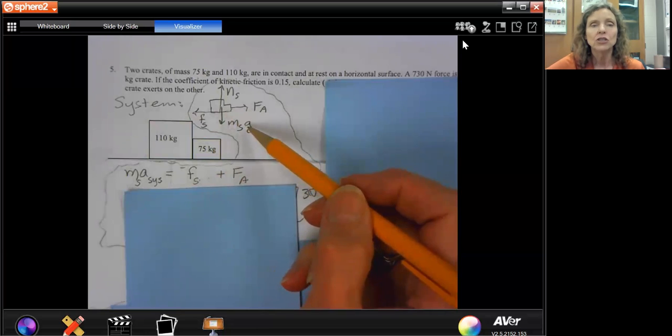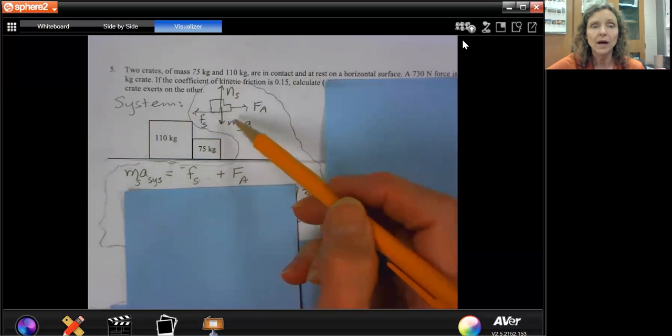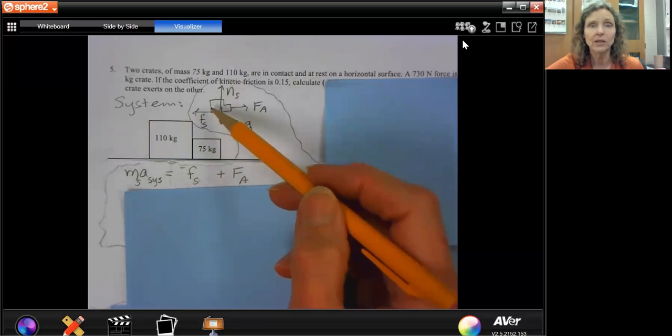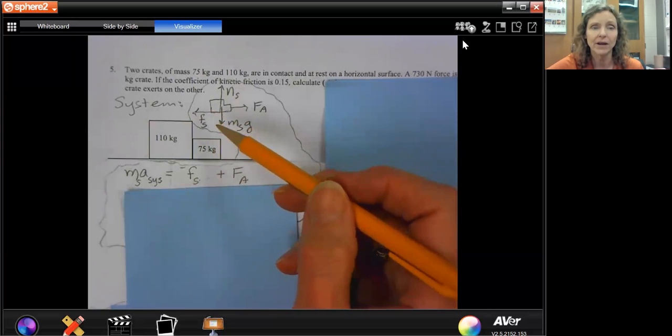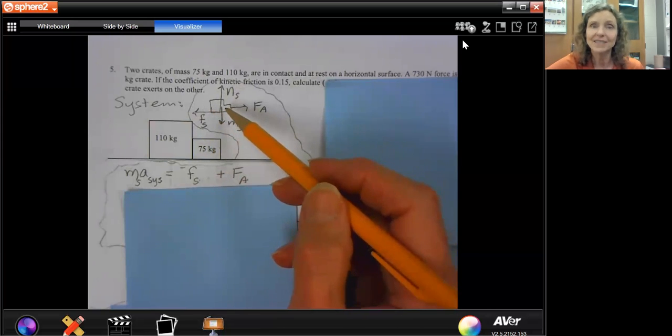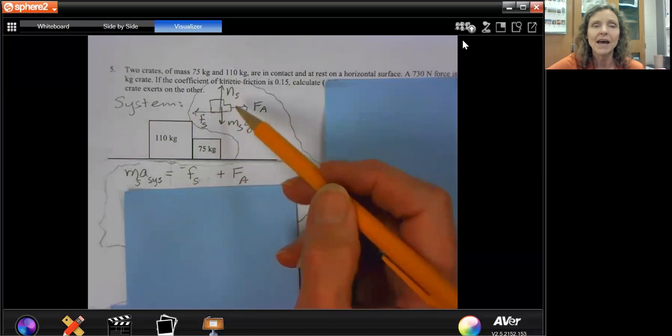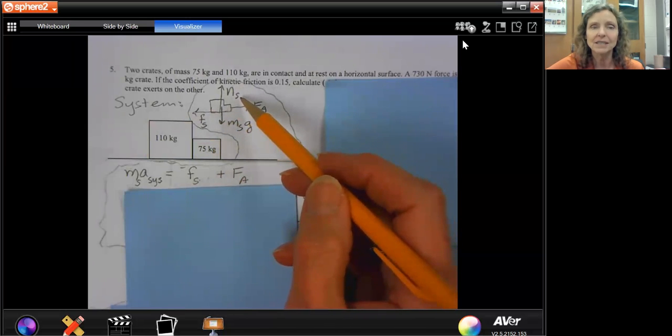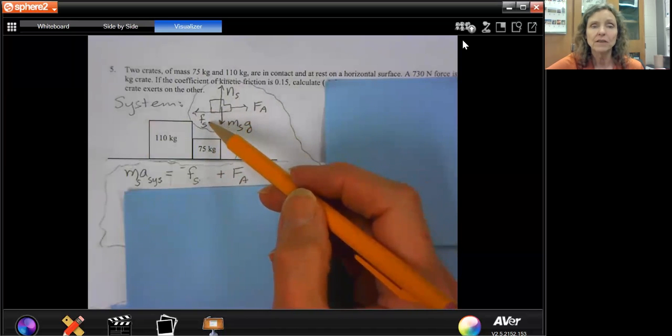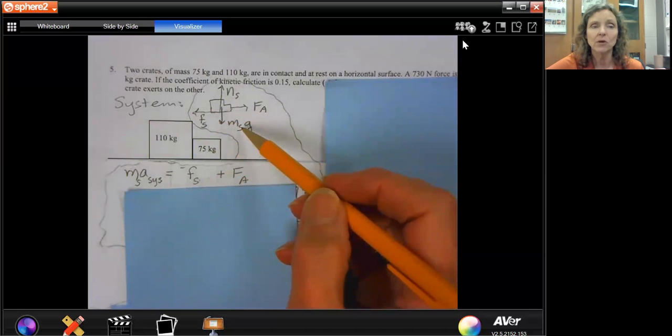So I label the vertical forces as well as the horizontal forces, and I'm allowed only one object in a free body diagram. So that's important. You've got to be careful with that. I have some subscripts, where S stands for system. So this is the normal force on the system as a whole, friction on the system as a whole, and that's the mass of the whole system.